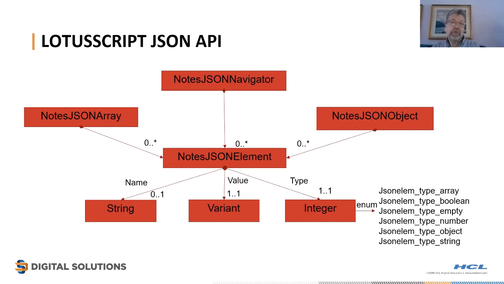And so this UML diagram, for those of you that may not be familiar, these arrows basically represent a has-a relationship, and these numbers represent what we call a cardinality. So to read this, you can say the Notes JSON Navigator has zero or more Notes JSON elements. Essentially, the navigator's the anchor, and then the Notes JSON element is the object that contains the values you want to work with. And Notes JSON array and Notes JSON object are containers that you use to build your JSON.